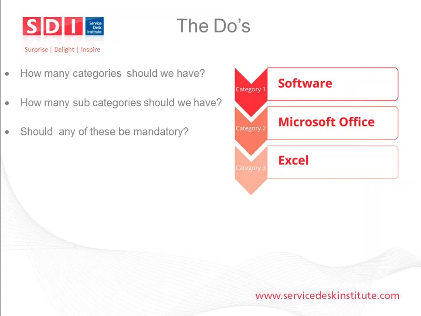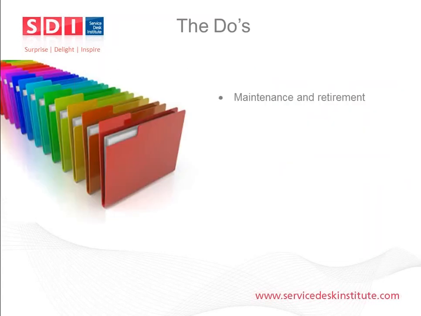Excellent. Okay, so this is the final one of the do's. And I think this is perhaps one that we don't often see done at all, really, which is maintenance and retirement. So what advice would you give to organisations about maintenance and retirement? This is probably the hardest part of categorisation, because once you've set it up and established it, people think, hey, that's the end of the project and we haven't got any more to do except use it.